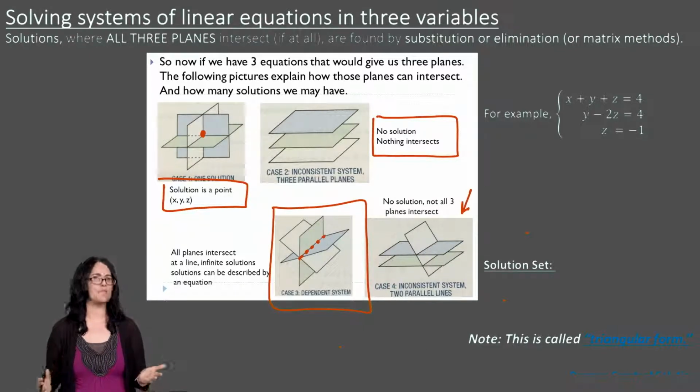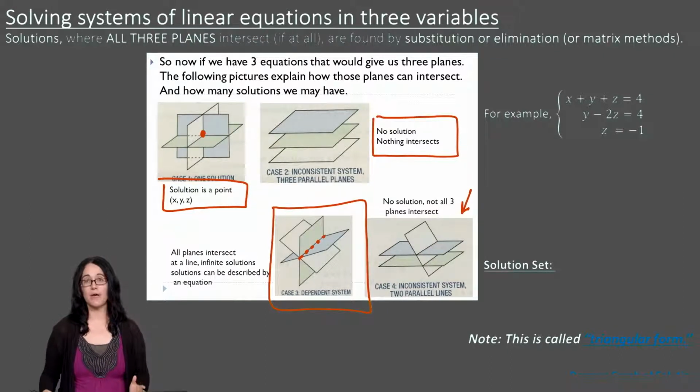So how would we know which of those situations we have? Well, let's get started with an example. So suppose we have here our example of x plus y plus z has to equal 4. y minus 2z must also equal 4. And z must equal -1.